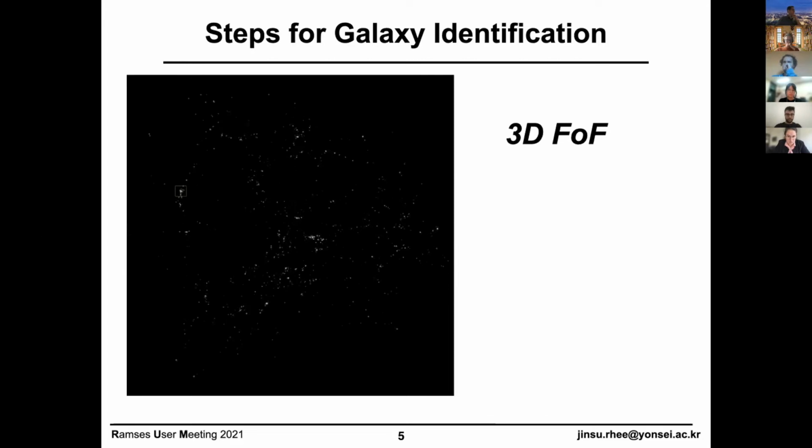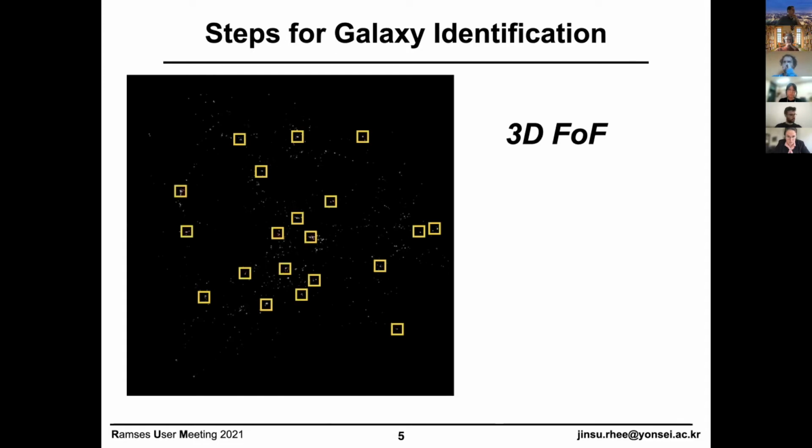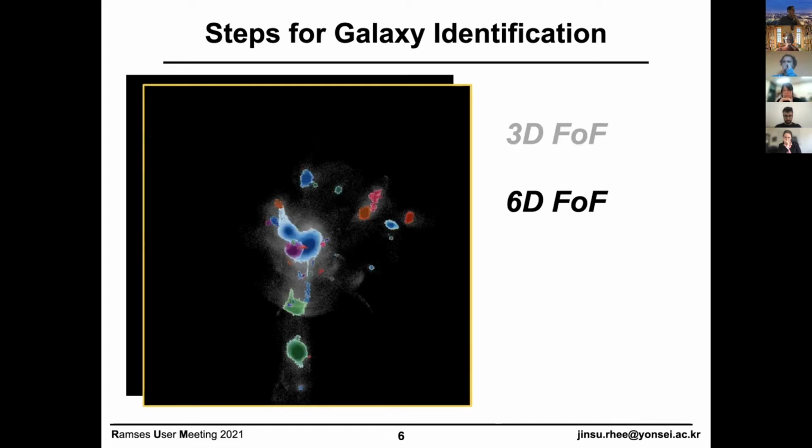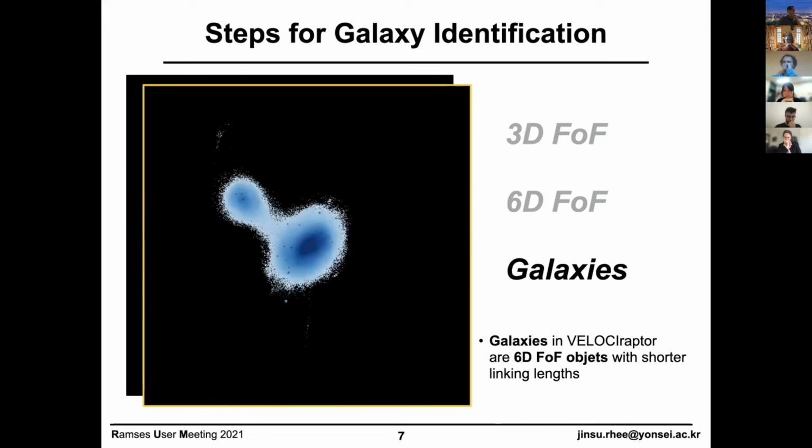VELOCIraptor finds galaxies in multiple steps. First, from the raw data, it finds 3D FOF. Within its 3D FOF, here the left shows just one big 3D FOF. The code finds 6D FOF this time using smaller linking lengths. Here, the color density shows individual 6D FOF within the 3D FOF. And then in each 6D FOF, the code identifies galaxies by catching dynamically cold cores and assigns particles to the cores based on their 6D metric to the cores.